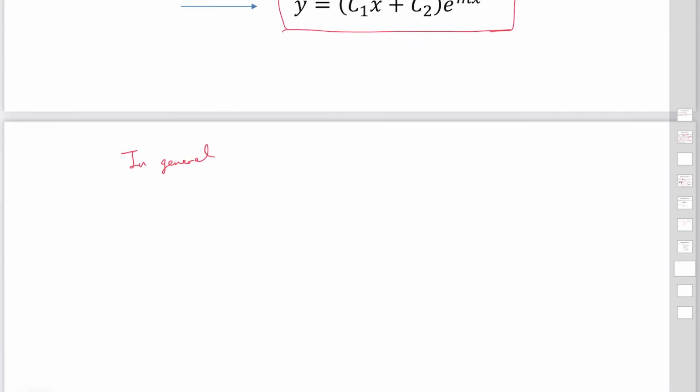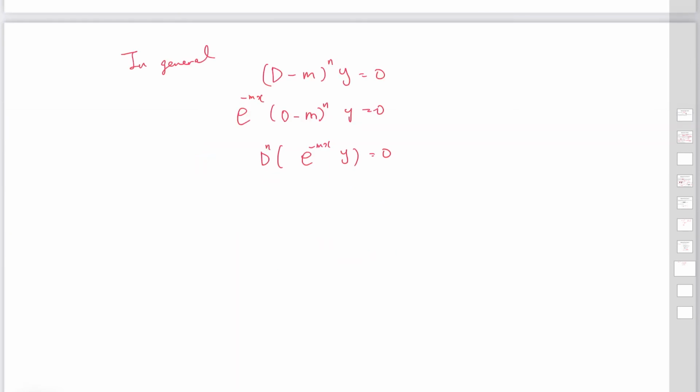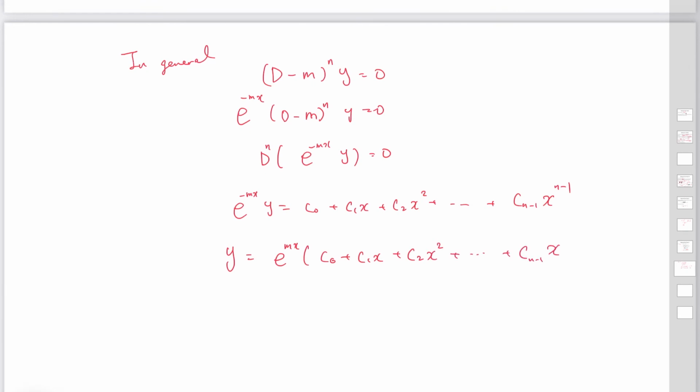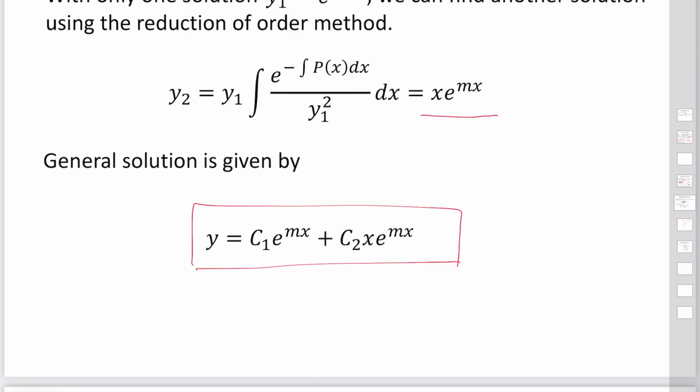But in general, you could write D minus m to the n, y equals 0. Then you multiply exponential minus mx on both sides of the equation, and then we repeat the same type of calculation. Finally, you can find D to the n of exponential minus mx y equals 0. If you integrate n times on both sides of the equation, exponential minus mx y becomes c sub 0 plus c sub 1 x plus c sub 2 x squared and so on, up to c sub n minus 1 x to the n minus 1. So y is expressed as exponential mx times c sub 0 plus c sub 1 x plus c sub 2 x squared and so on, plus c sub n minus 1 x to the n minus 1. Okay, this is the general solution. Okay, this is the end of this session.